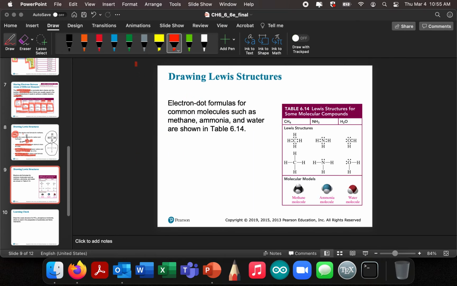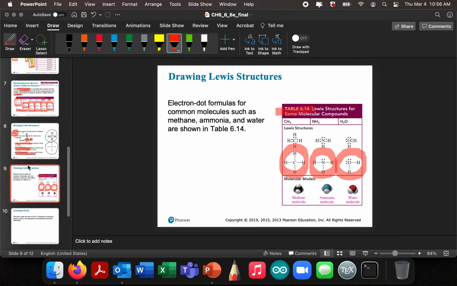Okay, electron dot formulas for common molecules such as methane, ammonia, and water are shown for you in your textbook, table 6.14. There's methane we just saw. We saw ammonia in a previous slide, and water. You may have seen that sometime before in your life, maybe a high school chemistry course. That's the electron dot structure or the Lewis dot structure for water.